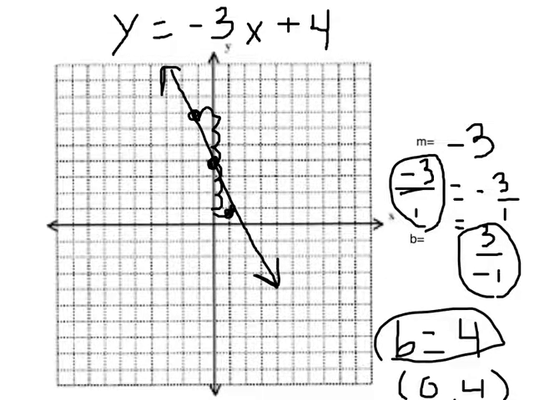The last thing I'm going to do is check whether the slope of the line is positive or negative, because I know my slope should be negative from this negative 3. If I look at this line, am I going down or am I going up? I'm going down, so my line is decreasing, which means that I drew it with a negative slope, which means I drew it correctly.